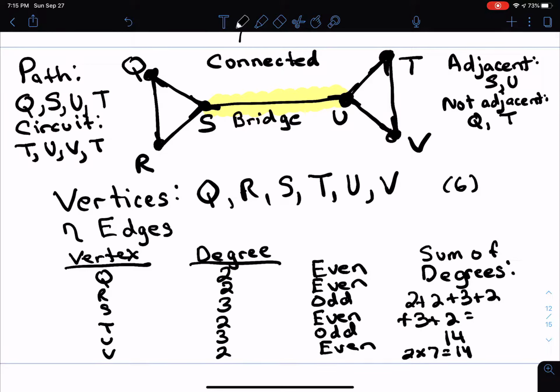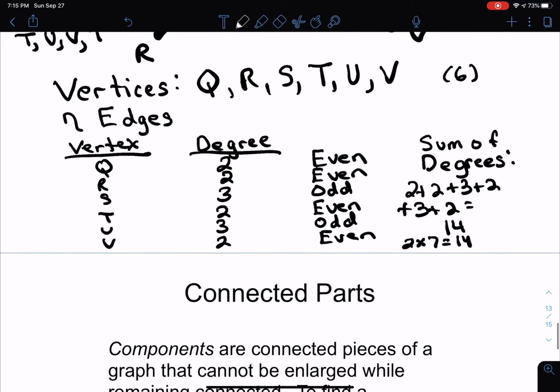If I took out edge SU, then my graph not only would be disconnected, but it would have 2 components. It would still be a graph, but it would have 2 separate parts that weren't connected. So there you go. I threw another word in there. I threw component in there.